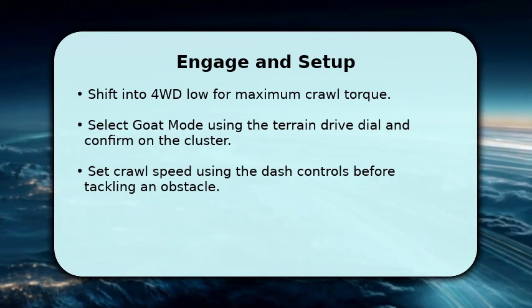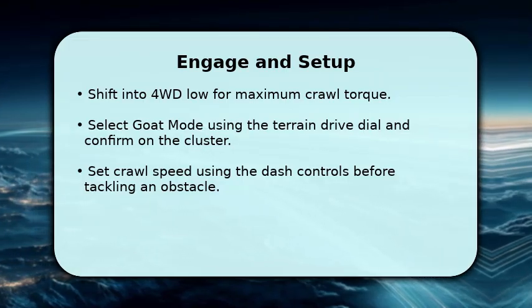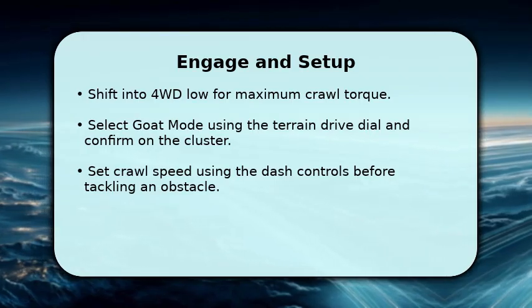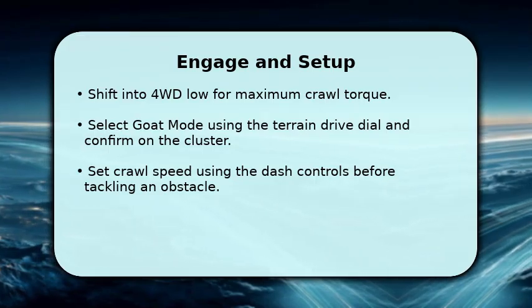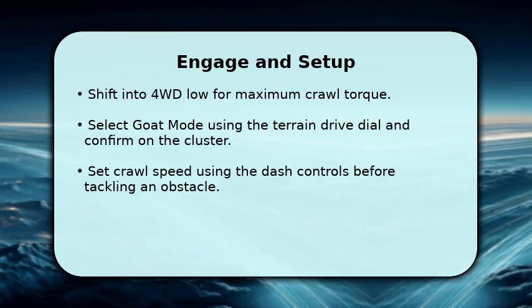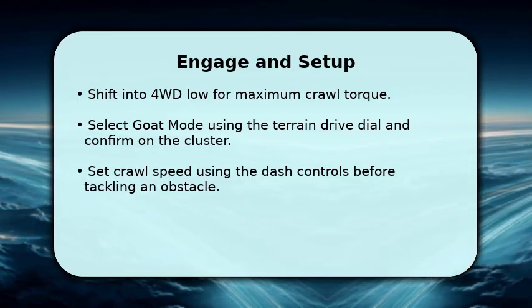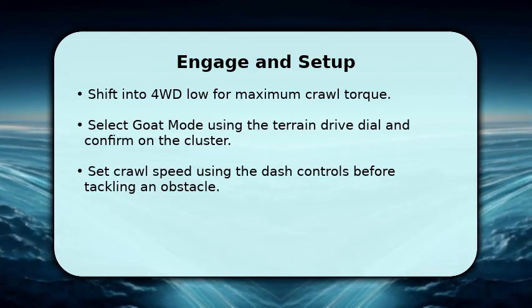Begin with the vehicle stationary, engage the parking brake briefly, then shift into 4WD low if required and rotate the terrain selector to Goat Mode. Use the dash to adjust crawl speed to match obstacle severity and practice modulating steering while the system holds throttle. Stay ready to override with the accelerator or brake, and always maintain a safe spotter when visibility is limited.